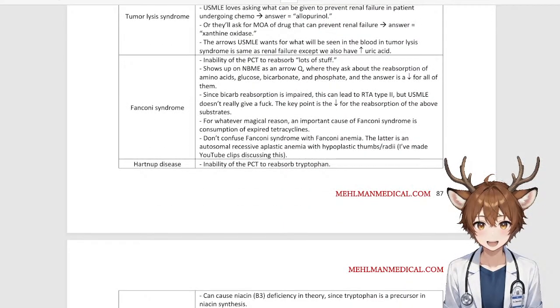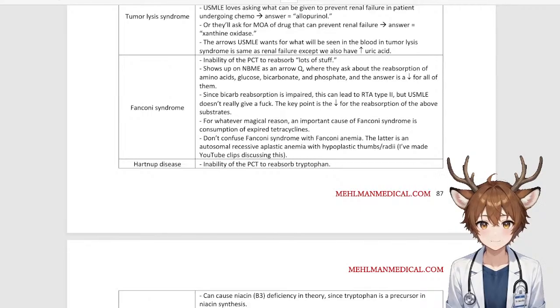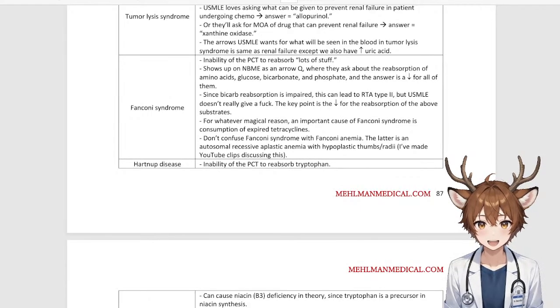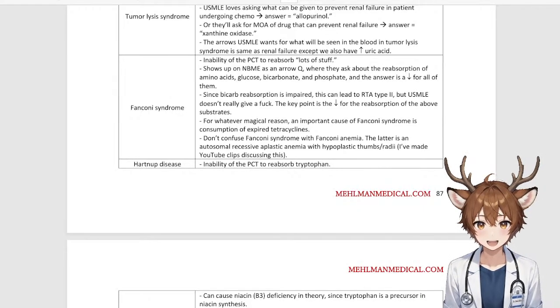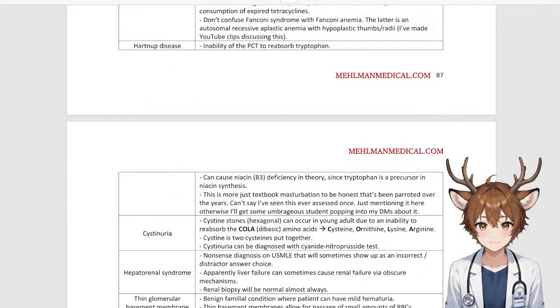So Fanconi syndrome, inability of the PCT to absorb lots of stuff. Fanconi anemia, well, it's an anemia, right? It's an autosomal recessive aplastic anemia with hypoplastic thumbs/radii. Radii, okay.